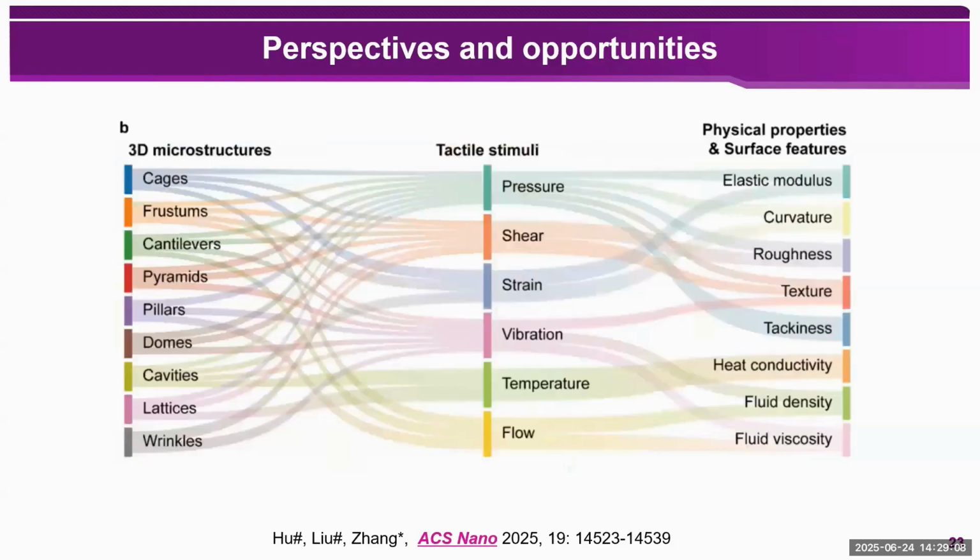Actually, each class of those 3D microstructures offer unique advantages in capturing certain types of tactile signals as marked by those collections. And the right part of this figure links a collection of physical properties and surface features of the object with specific type of tactile information required for their prediction. So if you are interested in this part, you are recommended to read our recent paper.